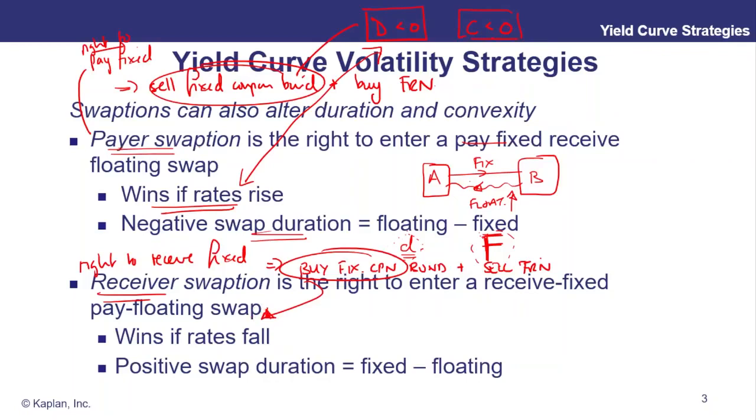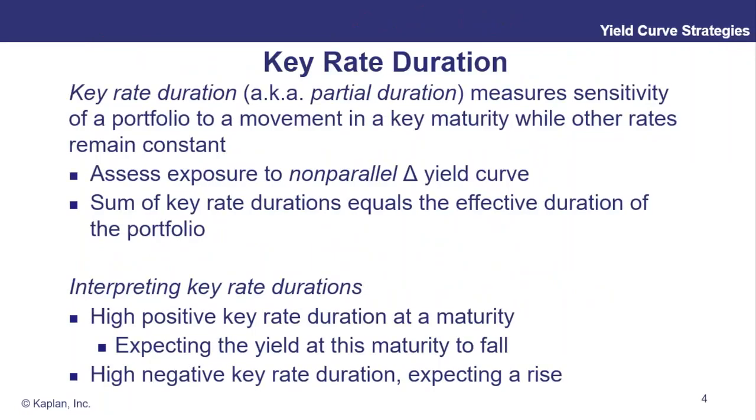Okay, so let's move away from talking about volatility strategies. Let's revisit key rate duration and think about an example in the curriculum where we use key rate duration to analyze the performance, the active return of a portfolio versus a benchmark, given a non-parallel change in the yield curve. So we know already that key rate duration, also called partial duration, is your sensitivity to a move in a key maturity whilst other rates remain constant.